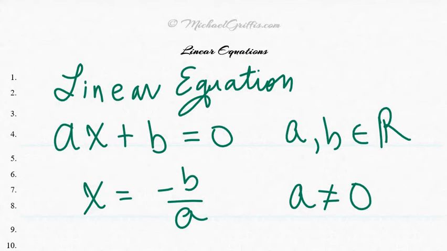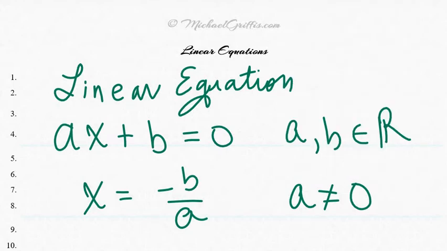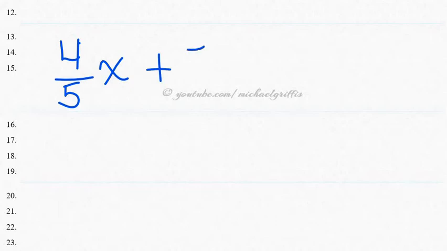Let's now look at an example. Let's say that we had 4/5 times x plus 5 is equal to 10. We want to solve for x in this problem.